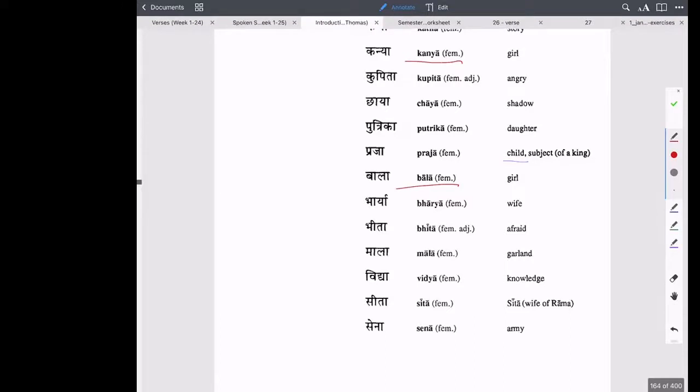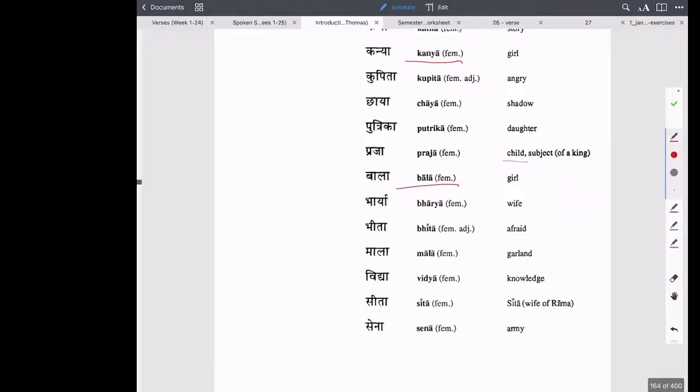Okay, wife, bharya. What's the other word for wife in Spoken Sanskrit? Patni. So in other words, that one, it ends with a long I. In other words, we will look at Patni, feminines with long I paradigms much later. Okay.